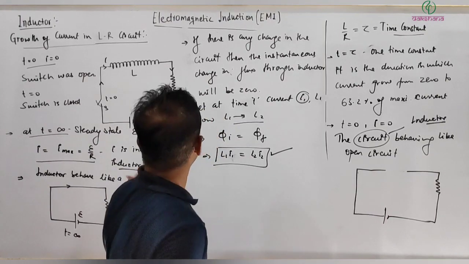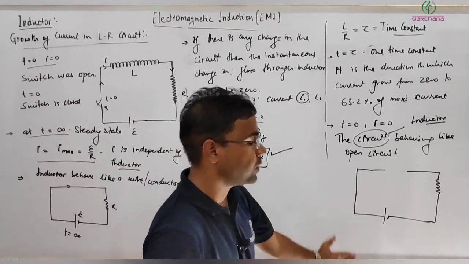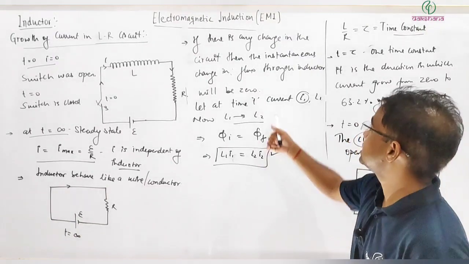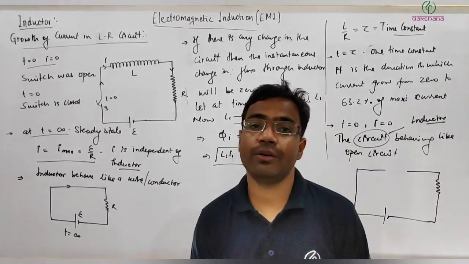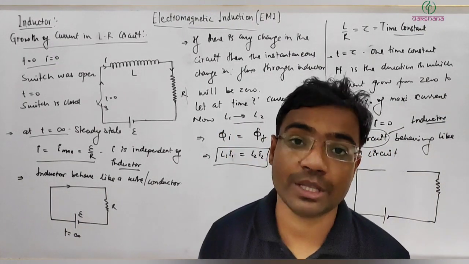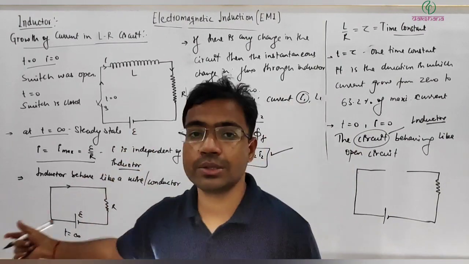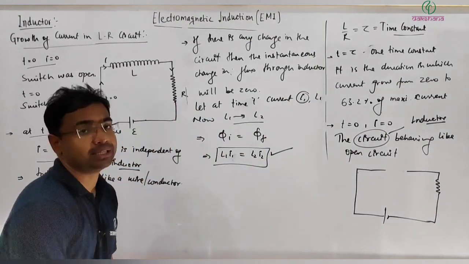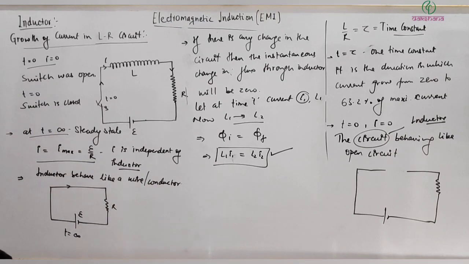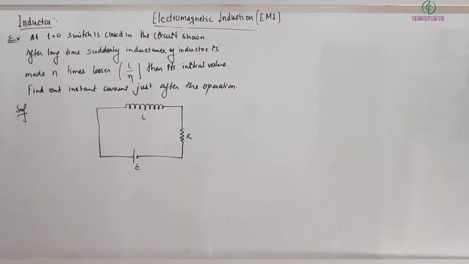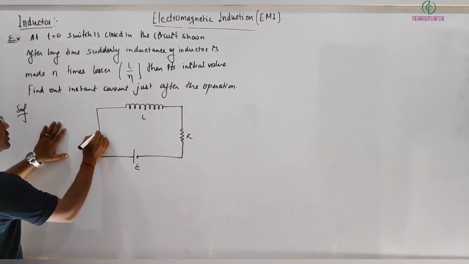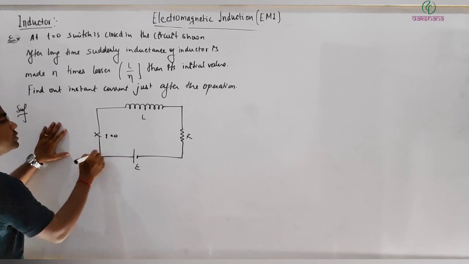Getting it? So this is about growth and time constant of the inductor, how it behaves when it's connected across a battery with a resistor. So this is the growth of current in an LR circuit. I hope you understood this part. Let's see the next case. Okay, see the next simple problem. So at t equal to 0, the switch is closed here. So this is a switch which is closed at t equal to 0.